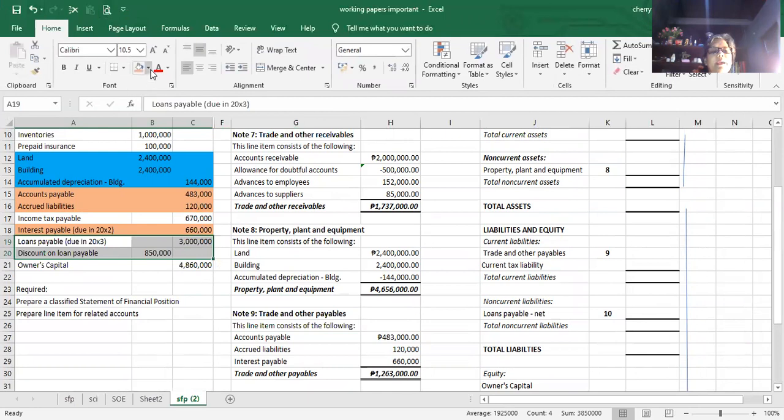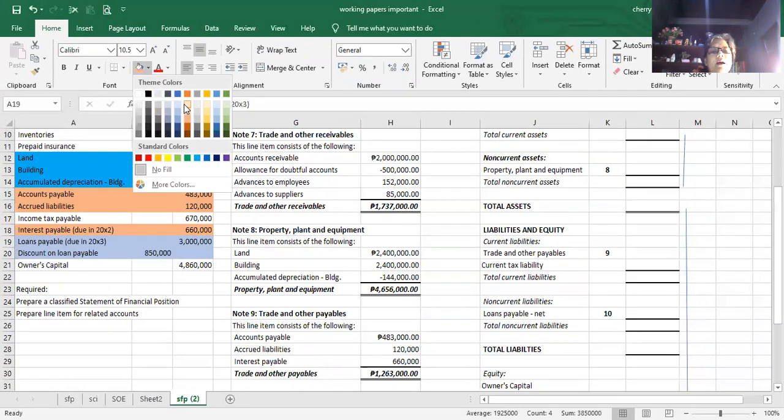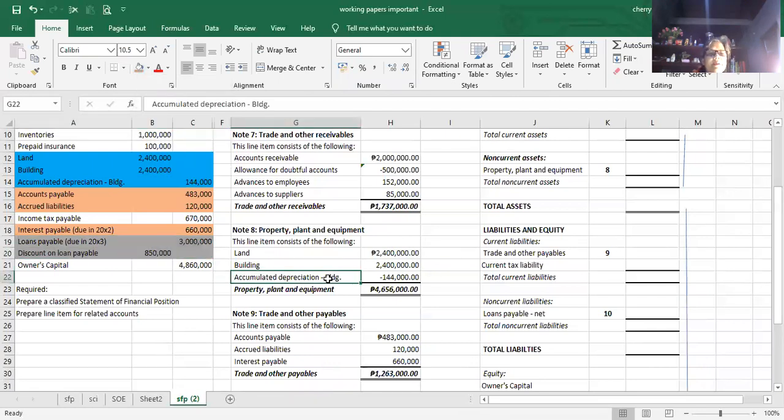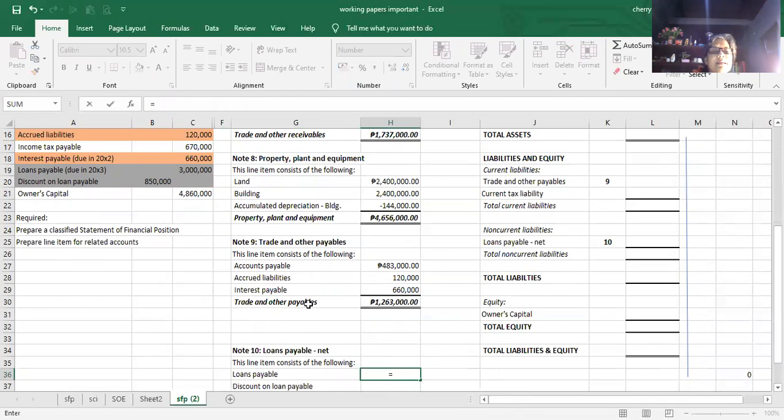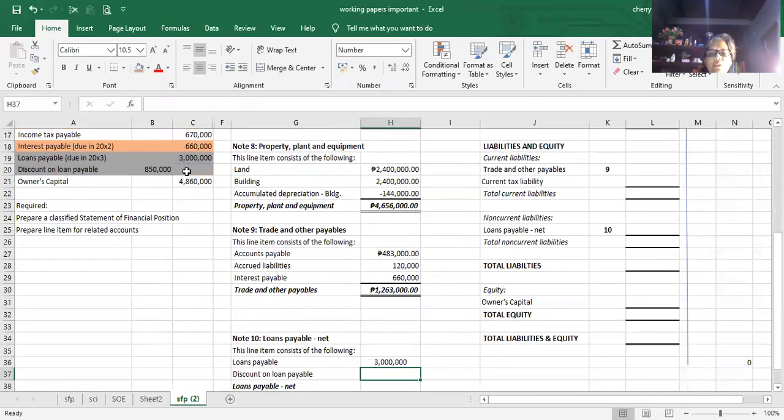Okay, let's make it gray. Okay, so this line item consists of the following: loans payable equals 3 million due in 2000x3, therefore beyond 12 months or beyond 1 year. So let's add two ciphers. Same with this. Add two ciphers.